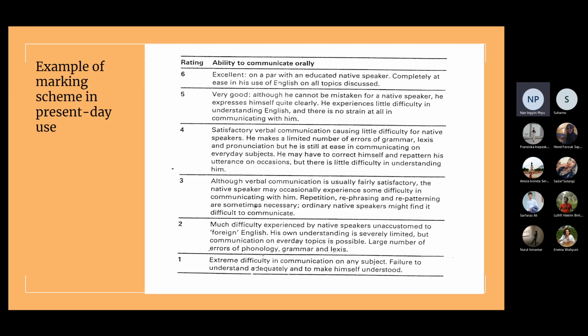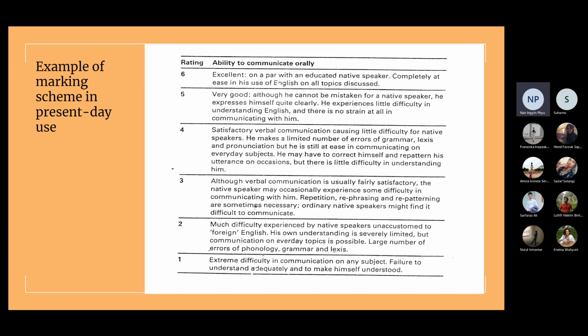So then it's going to be a little bit difficult to communicate from the native speaker's point of view. Then we have to give a score of 3. And if the student is really unaccustomed to the foreign language, and his own understanding is also severely limited in those situations, and he also makes a lot of errors in the phonology, grammar, and lexis, we're going to give a rating of 2.